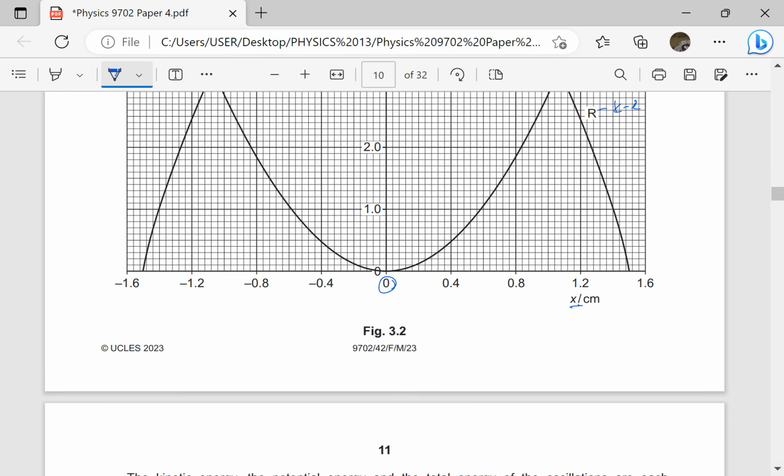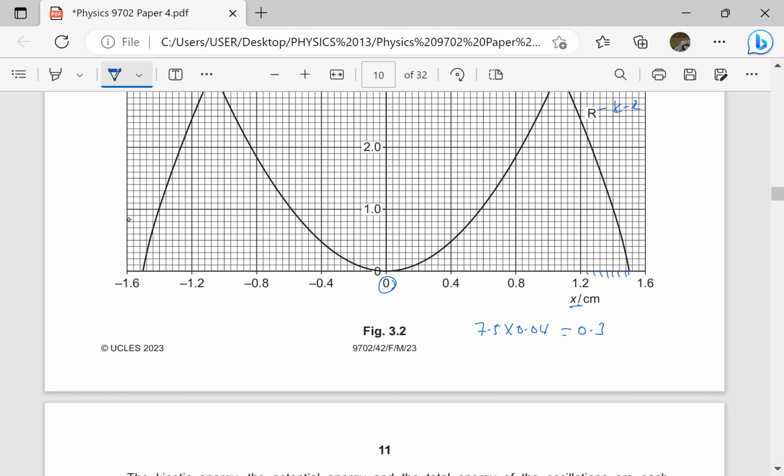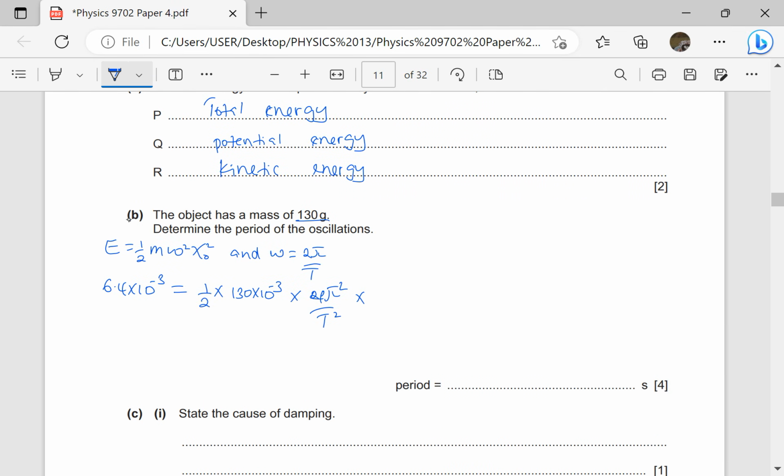Maximum displacement x naught is going to be, what is this value in the center? The scale on the x-axis is 0.04. So I have 1, 2, 3, 4, 5, 6, 7 and a half. 7.5 times 0.04. That is 0.3. So I'll add 0.3 to 1.2, which gives me 1.5 centimeters. So this value is 1.5 centimeters. So I'll say times 1.5 times 10 power negative 2, and this is also squared.